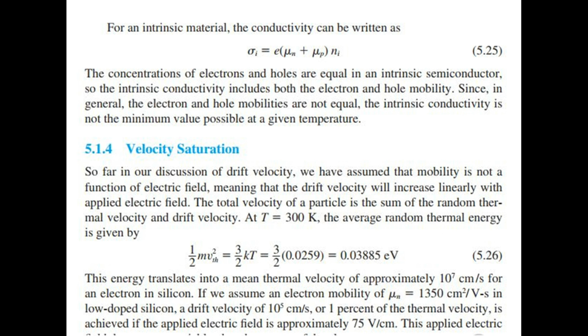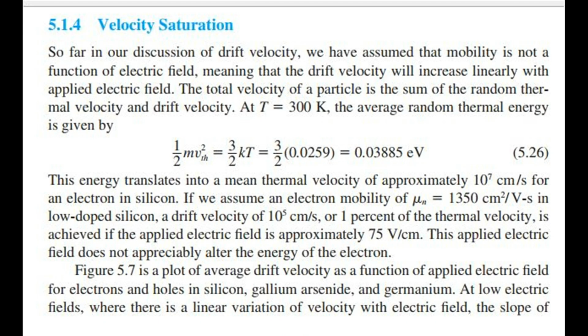This energy translates into a mean thermal velocity of approximately 10 million centimeters per second for an electron in silicon. If we assume an electron mobility of mu n equals 350 square centimeters per volt-second in low-doped silicon, a drift velocity of 500,000 centimeters per second, or 1% of the thermal velocity, is achieved if the applied electric field is approximately 75 volts per centimeter. This applied electric field does not appreciably alter the energy of the electron.